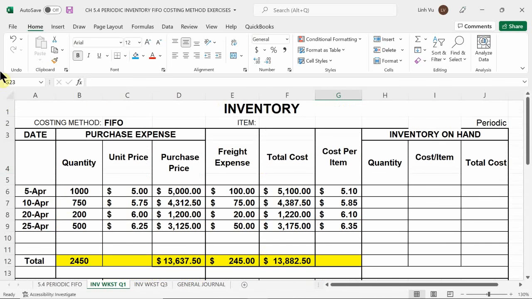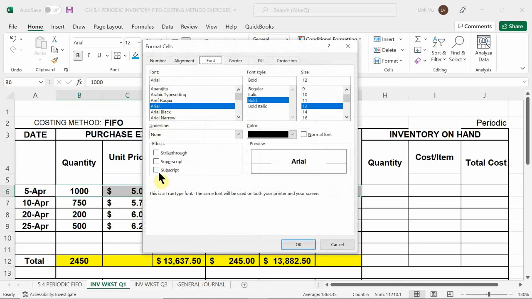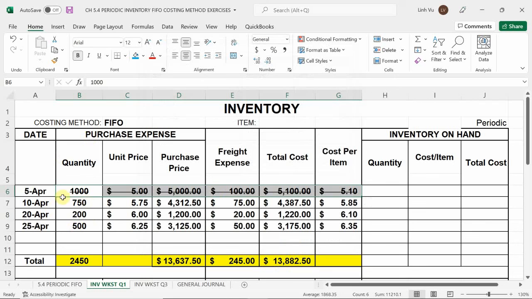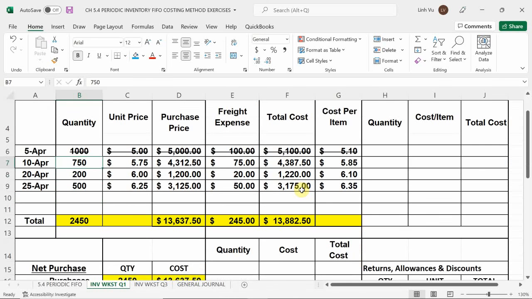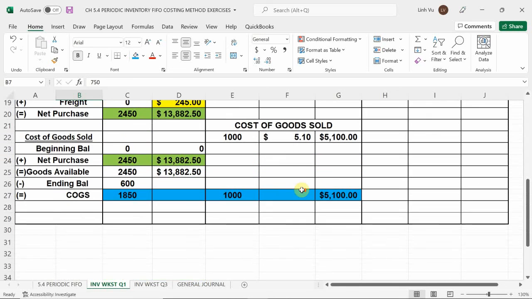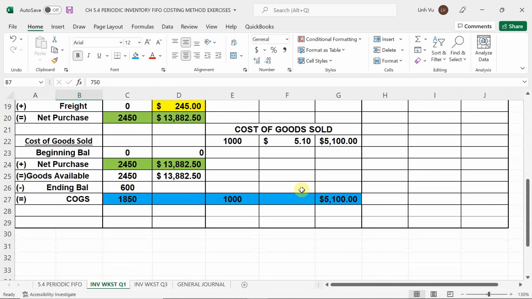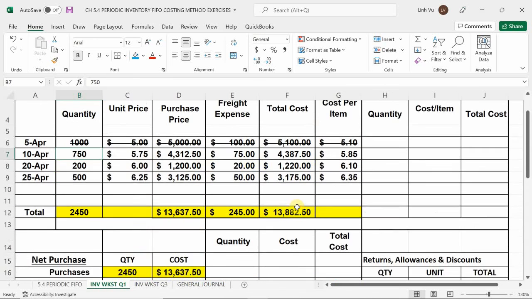I'm going to eliminate it. Now, you could choose to eliminate how you want to eliminate it. I like to actually strike through it because now I no longer have 1,000 units anymore. Okay? It's gone. Okay? So then I still have to sell 850 units. So which batch of inventory am I going to take out from next?